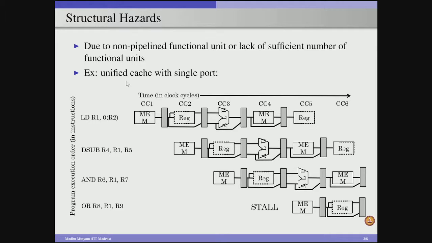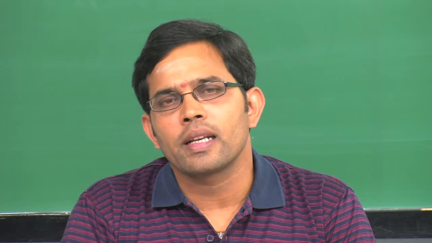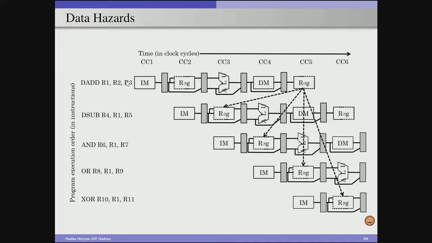but while we are performing that, we cannot use this cache for fetching the fourth instruction, that is an OR instruction. So, effectively there is a stall. Our fourth instruction will be delayed by one cycle, and in cycle 5 the fetch operation for this fourth instruction will start, and that unnecessarily creates a bubble and degrades the performance. In order to reduce the structural hazards, we can increase the number of functional units, or we can pipeline a functional unit. So, next we will look at the data hazard.